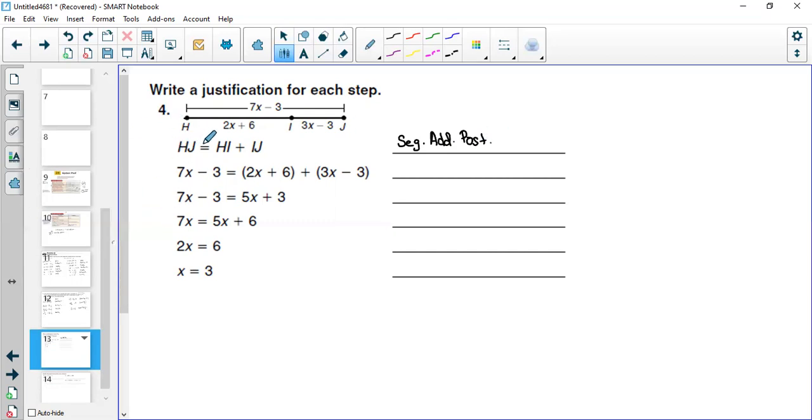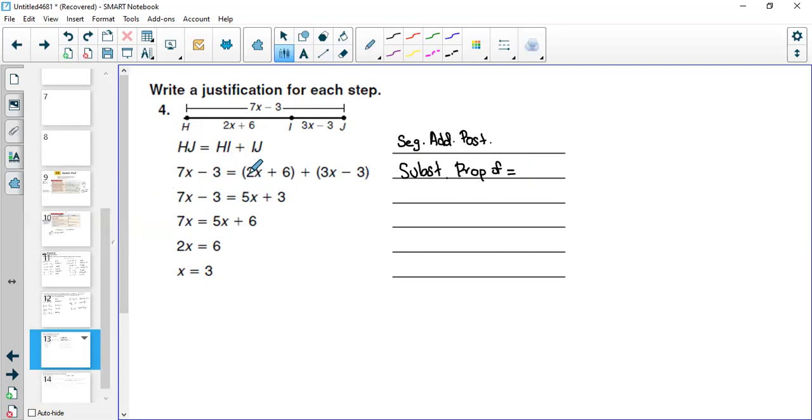Okay, what's the next thing they did? HJ they replaced with 7x minus 3, and HI they replaced with 2x plus 6, and IJ with 3x minus 3. What did they do? They have replaced. So what is replacing called? Substitution. So it's called the substitution property of equality. What's the next thing they have done?